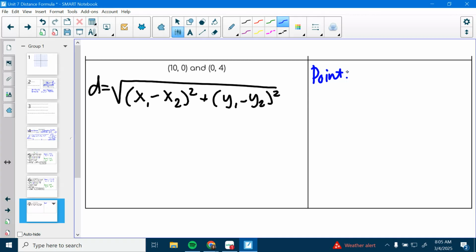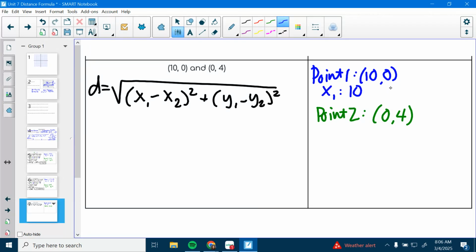So I'm identifying point 1 to be 10, 0. Point 2 is going to be 0, 4. Here's my identification of the pieces. Y2 equals 4. Okay. So now I'm going to plug those values into my equation.